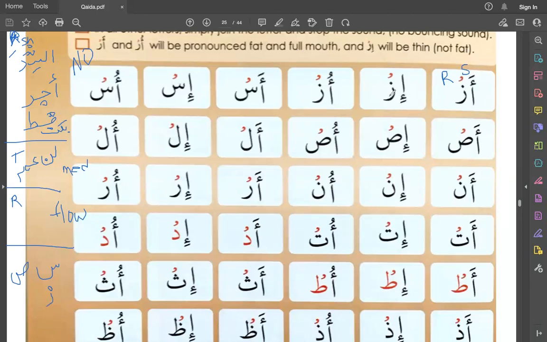For Kasra, give an E sound and attach it with Za: iz. There shouldn't be a snaky sound. It is Z. Some people say it like is, a mixed Z and S sound. No, it's iz. Uz. The sound should be in a Z position. For Dhamma, circle your lips, but as soon as you touch Za with Sukoon, your lips should be in a normal, natural position. Uz. This sound should be there.